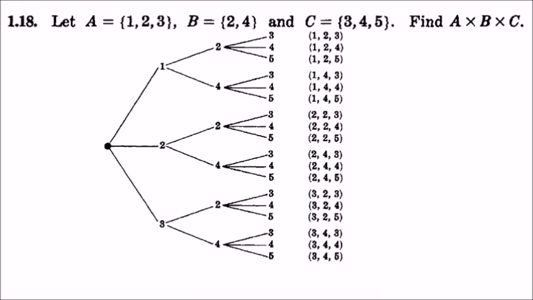Okay, so this is another product. The product of A, B, and C. So, if A is the set containing elements 1, 2, and 3, and B equals {2, 4}, and C equals {3, 4, 5}, the best way to do this is to draw a tree diagram, starting with the elements of A here, 1, 2, and 3.